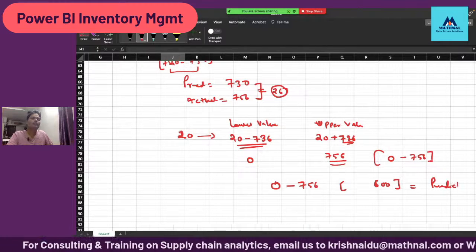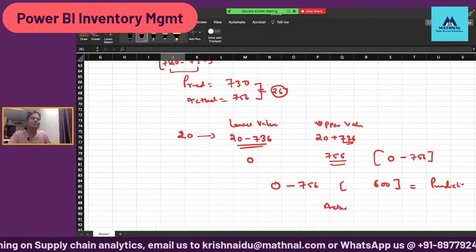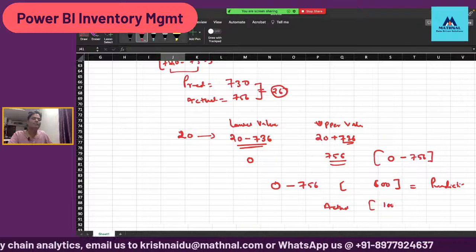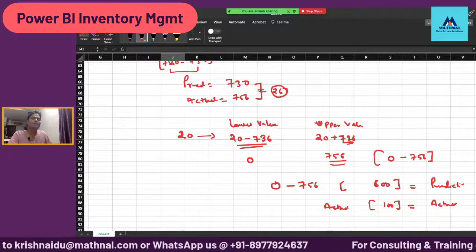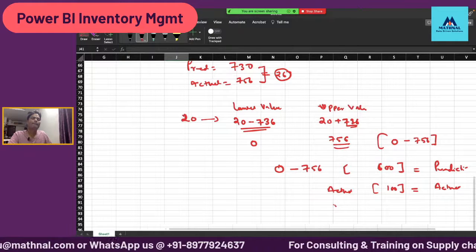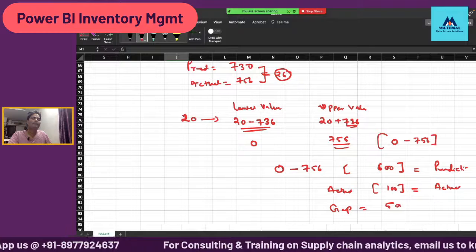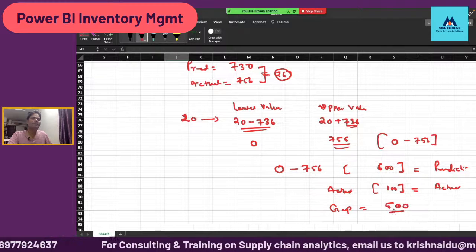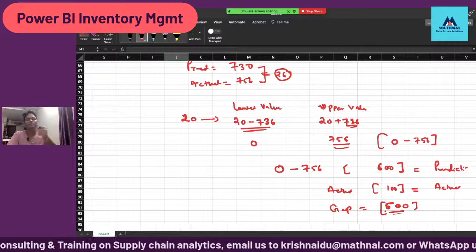Actually, let's say actual is 200 and predicted is 100. Then what is the gap? The gap is 500. It's a big gap, sir. So what's the minimum gap that we wanted to put here, sir? The minimum gap, we cannot put a benchmark, but the minimum gap has to be as little as possible.